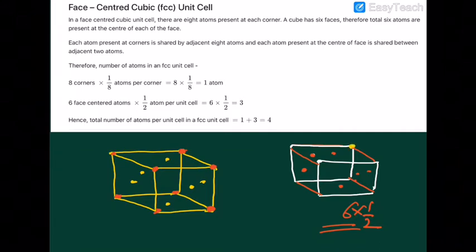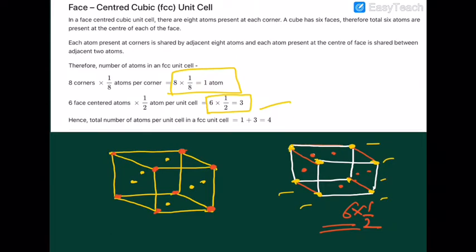Now there are corner atoms also. So I am drawing these corner atoms like yellow ones. So 8 atoms are there at corners. So yellow are corners, and 6 atoms here are at the face center. So how many? 6 faces are there, and face contribution is 1/2. So it comes out to be this much. So total Z is equal to how much? Z is equal to 4 in this case. So the rank of the unit cell in FCC is 4.